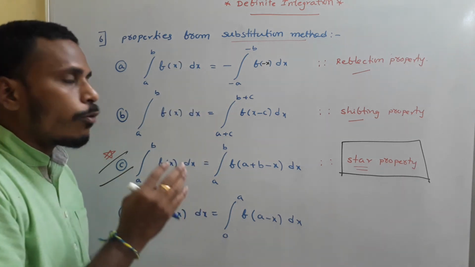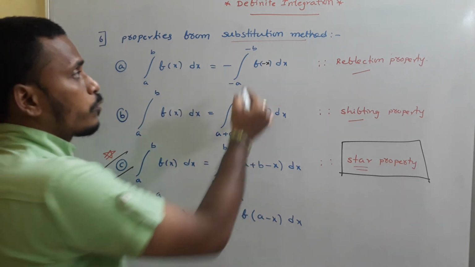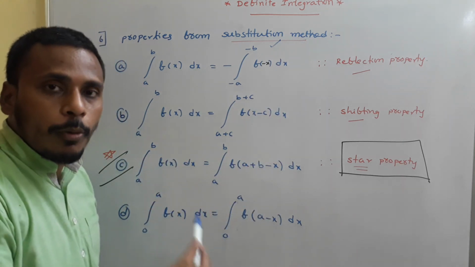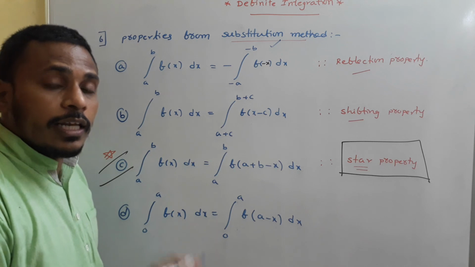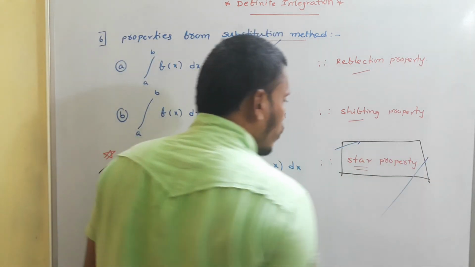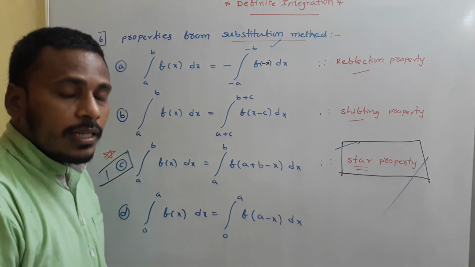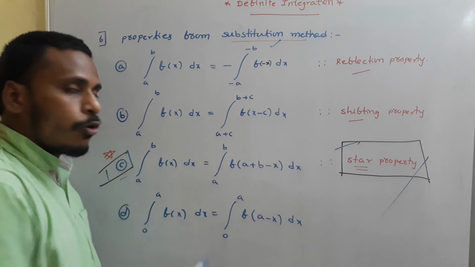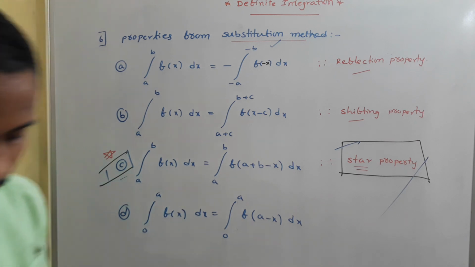Basically these are the four properties which we can generate using the substitution method, and all these four properties are useful in solving many problems of definite integrals, and in particular this C which I mentioned as the star property is very much helpful in solving the problems. In the next class, I am going to give you problems related to these properties, specifically on this property C. Okay, have a look, and that's for this session.